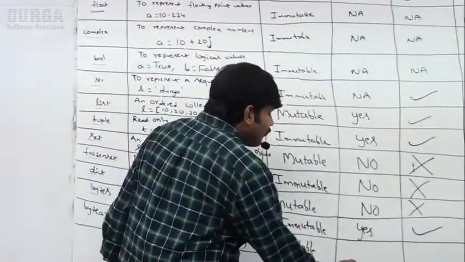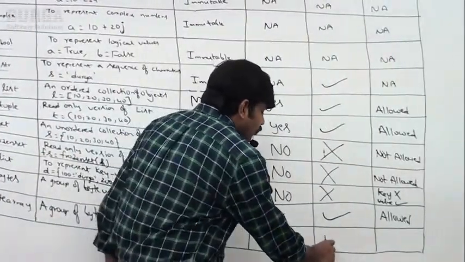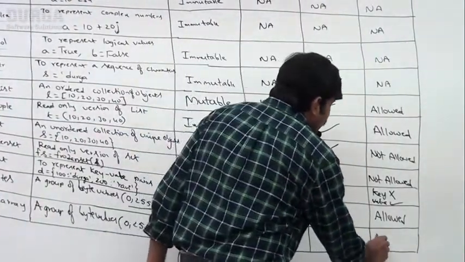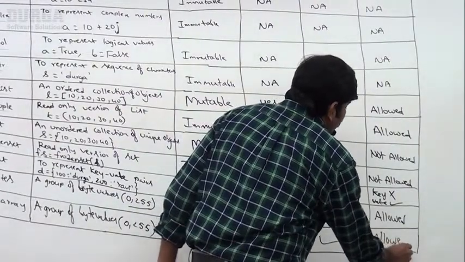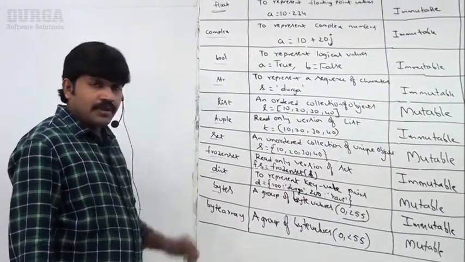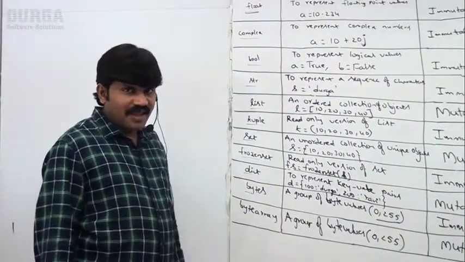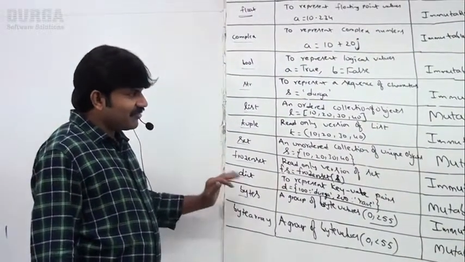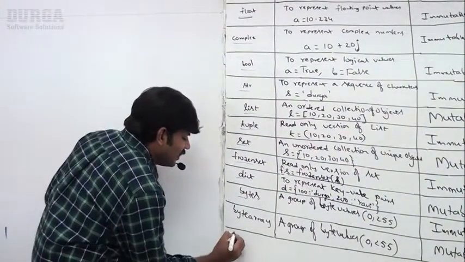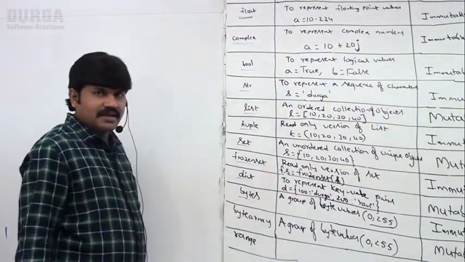Next, order will be preserved, sir. Yes. Next, indexing is possible. Next, duplicates are allowed, no problem at all. Are you getting? Duplicates are allowed, acceptable, right? Okay, so now still we are missing one data type. Have you remembered, right? What is that? Range data type.